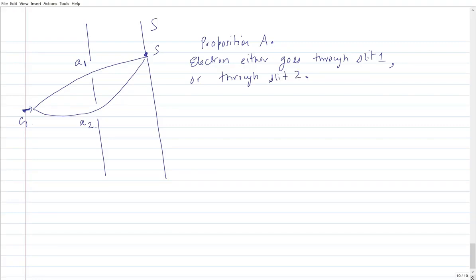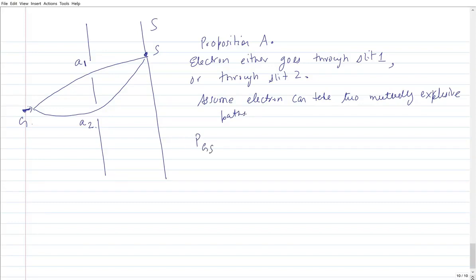So assume that the electron can take these two mutually exclusive paths. If it is going this way, it's not going this way. Well then, what is the probability GS?